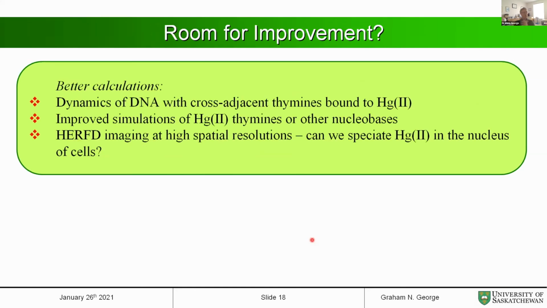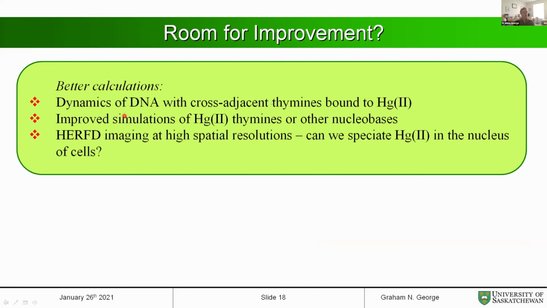There's always room for improvement. We would like to do better calculations. Dynamics of DNA with cross-adjacent thymidines bound to mercury are eminently possible. You could use the DFT to parameterize the force parameters for mercury bound in this way and do a molecular dynamics simulation of DNA and ask questions about whether the propeller motions of the bases are changed and various other bits and pieces that people have worried about with molecular dynamics calculations of DNA.